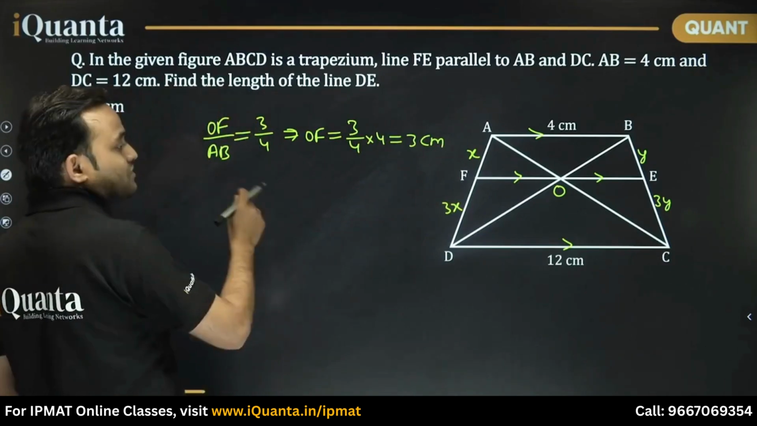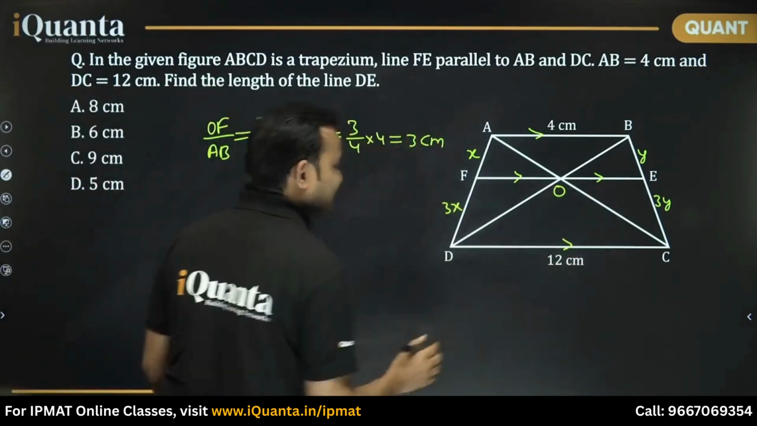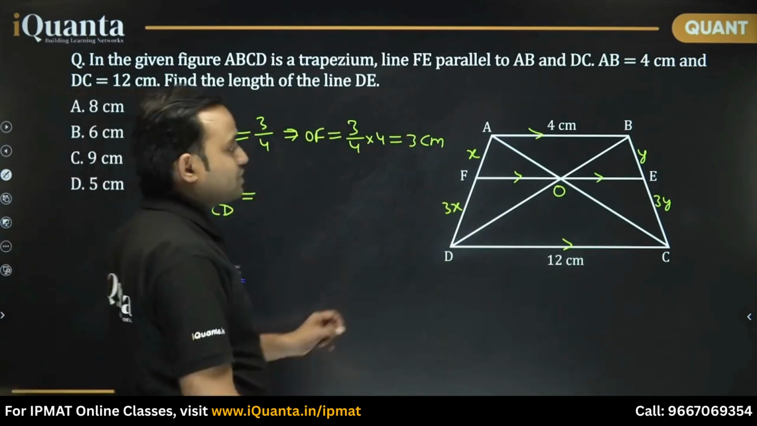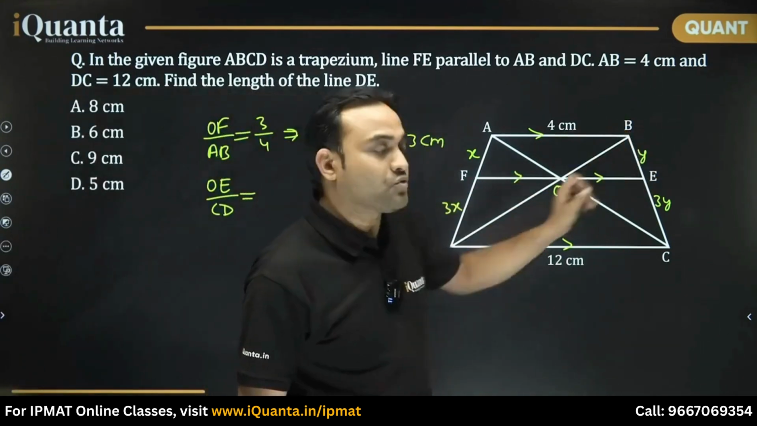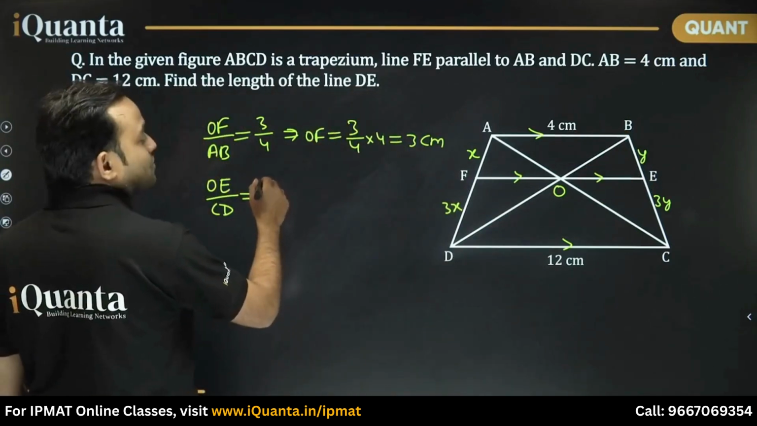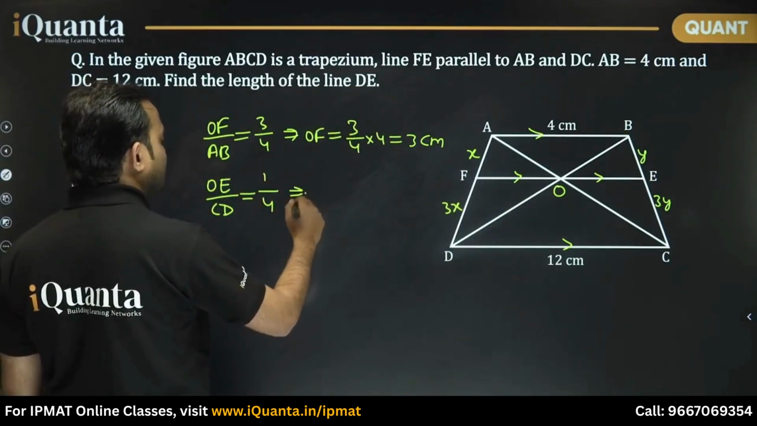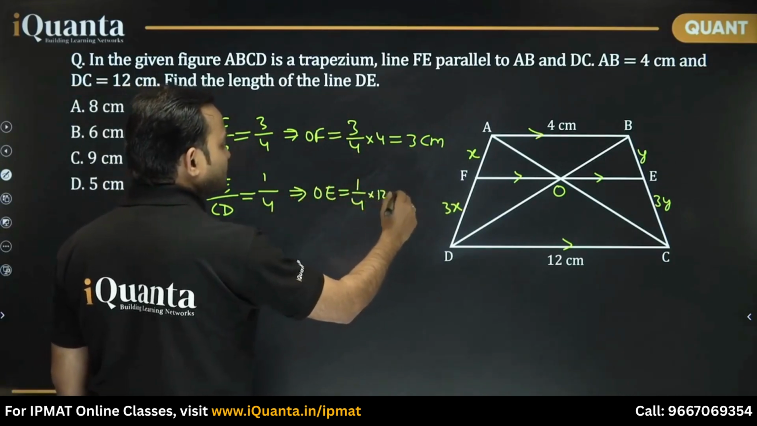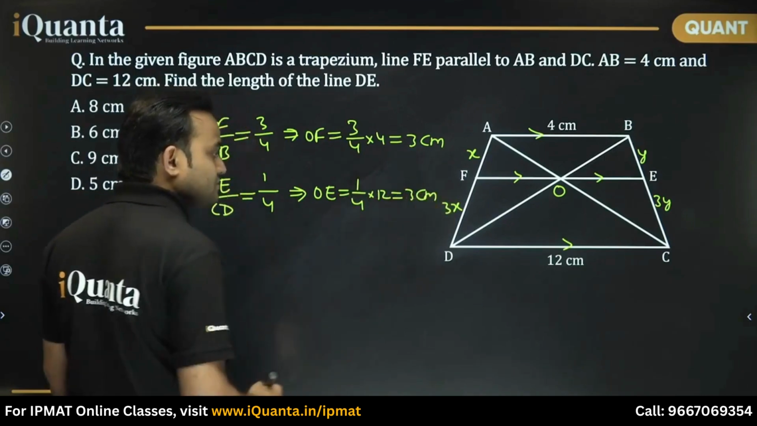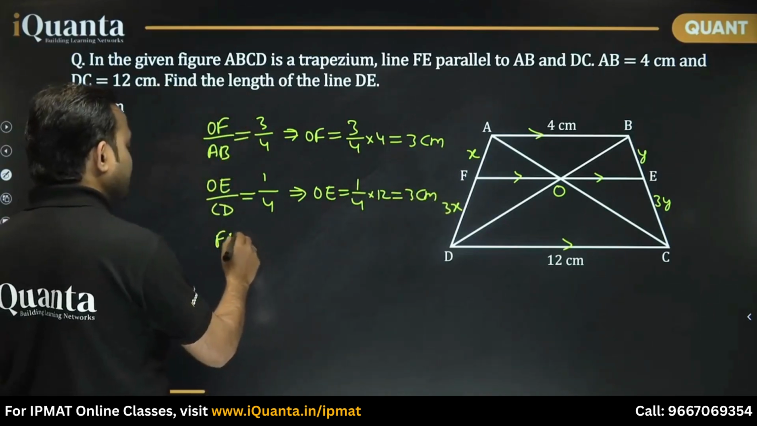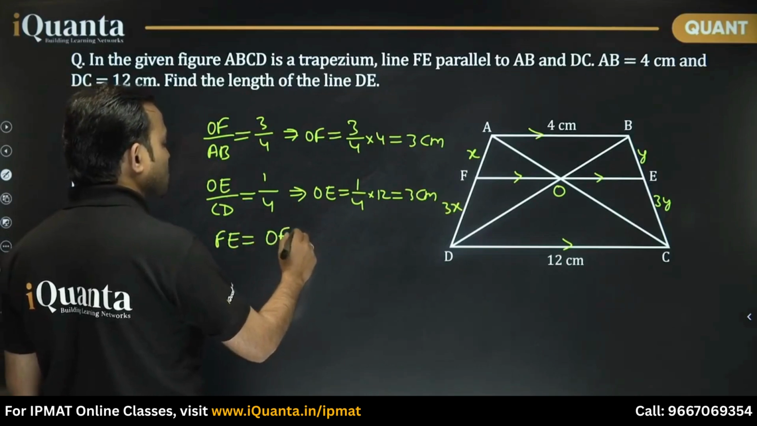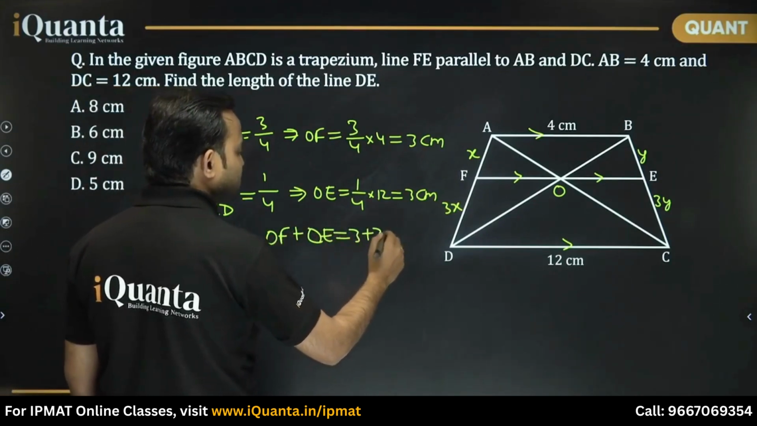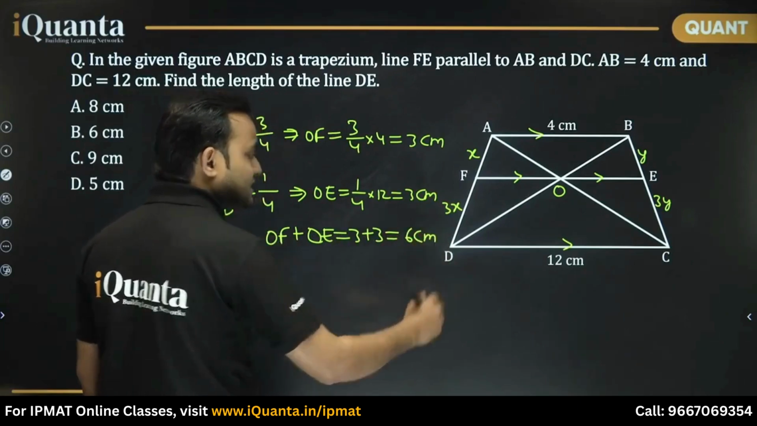Similarly, can we say OE upon CD will be equal to, this is Y, this whole is 4Y, so it will be 1/4, or we can say OE will be equal to 1/4 into 12, which is again 3 centimeters. So what do we want? We want FE. FE will be equal to OF plus OE, which is equal to 3 plus 3, that is equal to 6 centimeters.